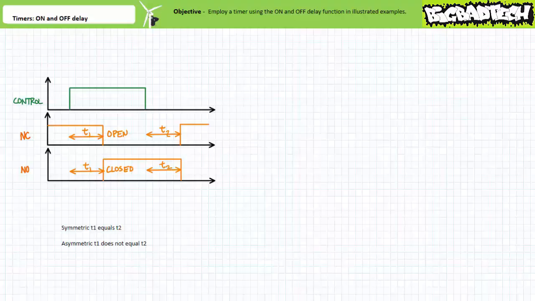Timers executing an asymmetric on and off delay would require two independently adjustable delay periods. While this timing diagram illustrates the on and off delay function in its simplest form, the truth of the matter is that not all timers are this simple. Being solid-state devices, the microchip conducting the timing operation often needs to be continuously powered up for the timer to execute the on and off delay function.